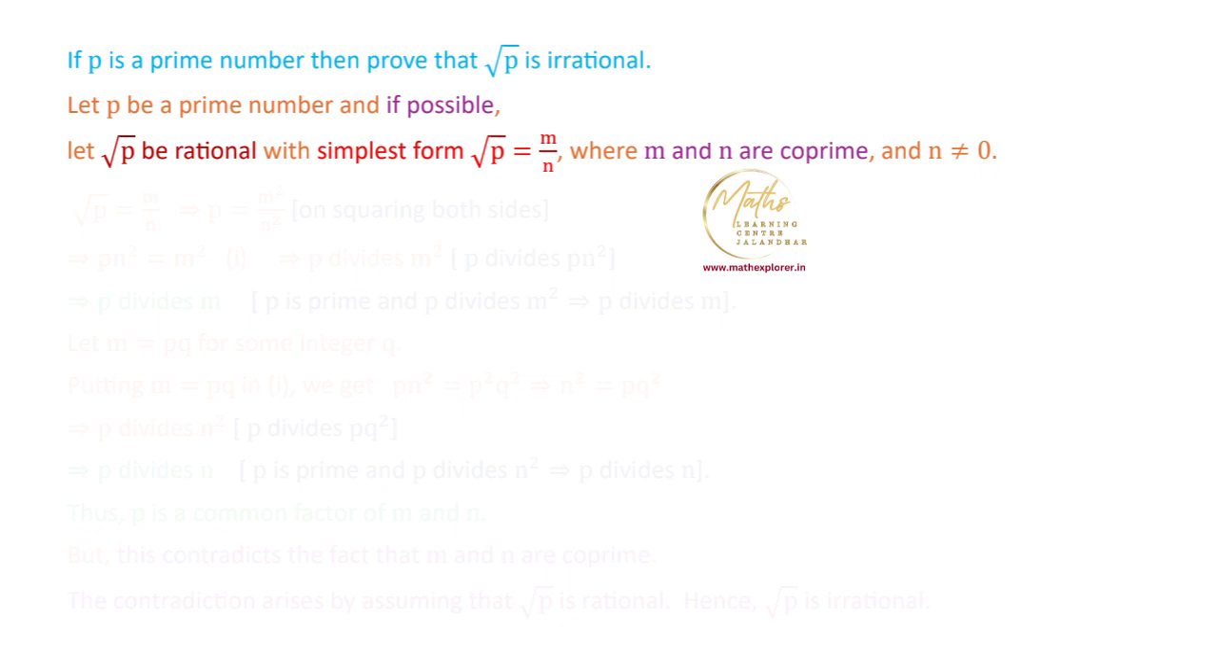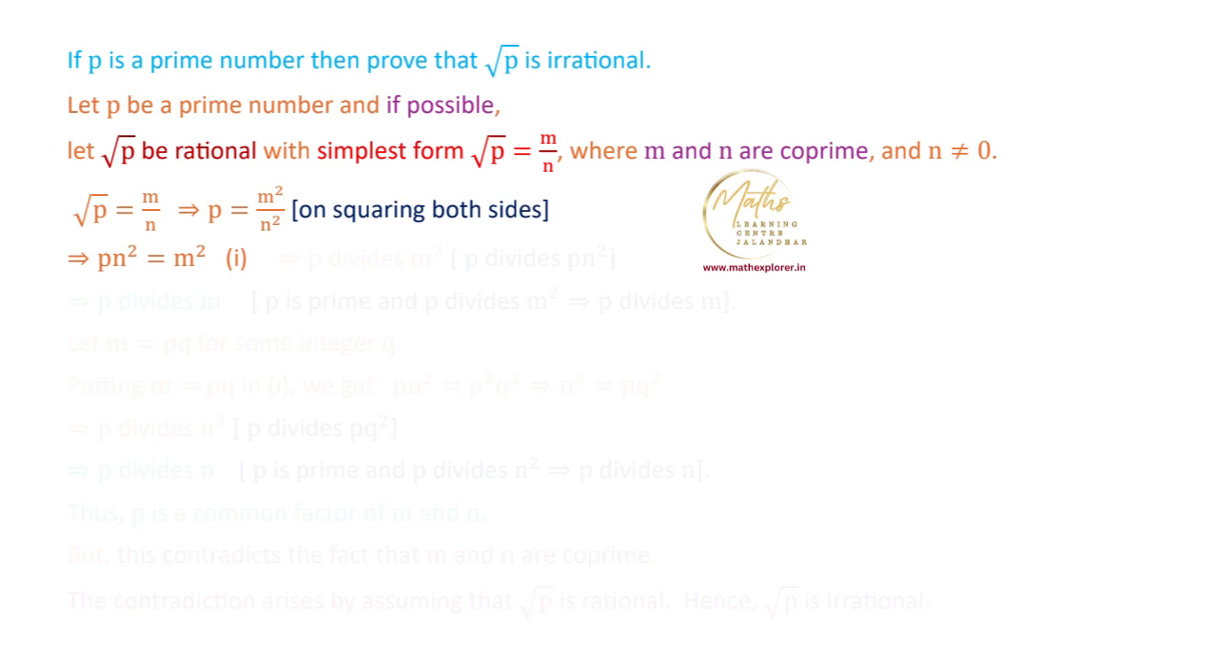Now we have this equation. We are saying square root p is equal to m by n. If we square both sides of this equation, we get p is equal to m square by n square. Now shifting this denominator to the left hand side, we obtain p times n square is equal to m square, and we are saying this is equation number 1.